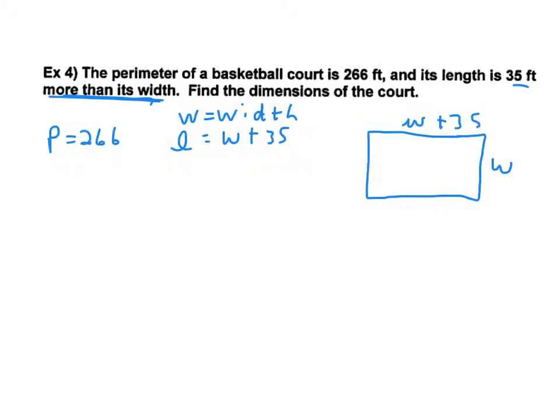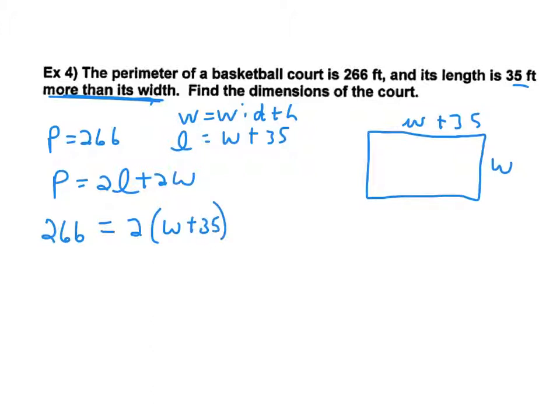Now this is a perimeter of a rectangle, so we have to remember our formula, which is perimeter is equal to 2 times the length plus 2 times the width. And then all I do is substitute. So my perimeter is 266, I put that there. And then my length, remember, is width plus 35, so I substitute that where the L is. And then I have 2 times W.